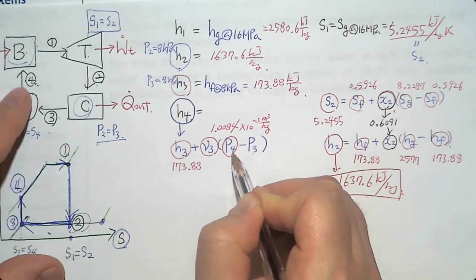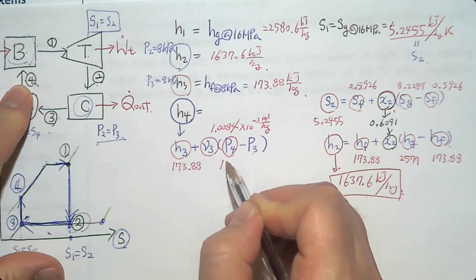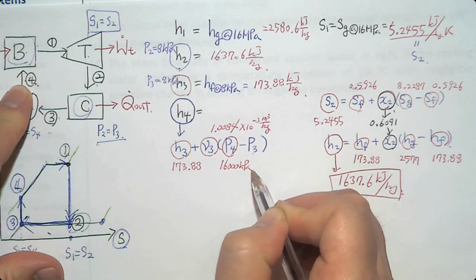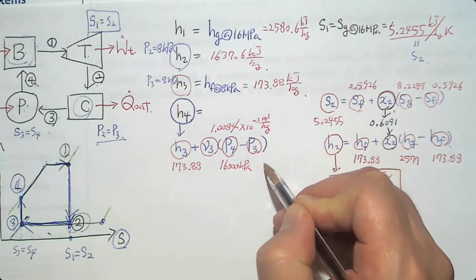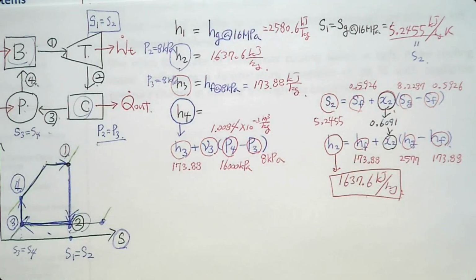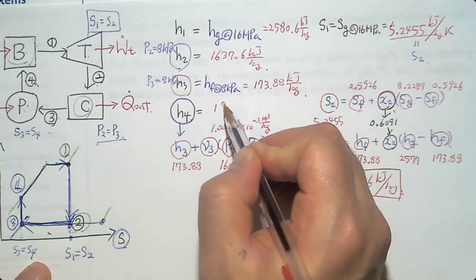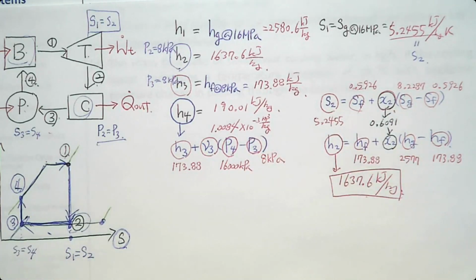What about P4? That is the pressure of the boiler. 16 megapascal. I don't like megapascal. 16,000 kilopascal. Do not use different units in the equation. Always convert to whatever you are familiar with. In this case, kilopascal, not megapascal. Don't do unit conversion in an equation. Do it before that. 8 kilopascal. So we have everything. Can you determine H4? Yes, 190.01 kilojoule per kilogram. So we found all the H values.